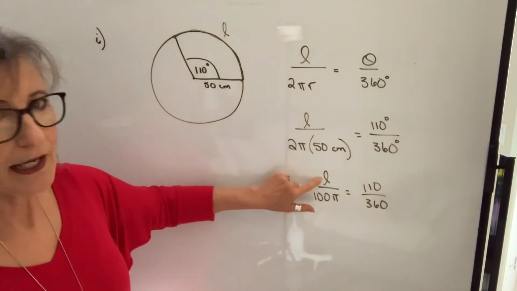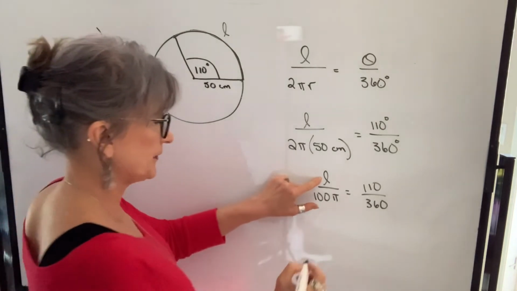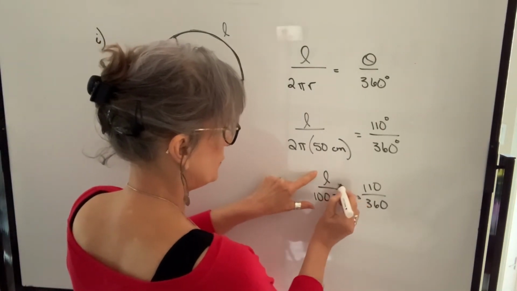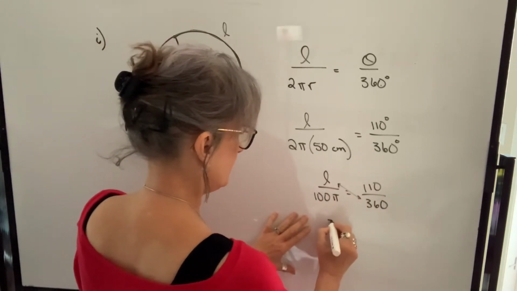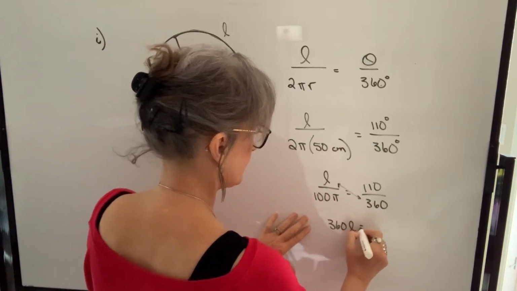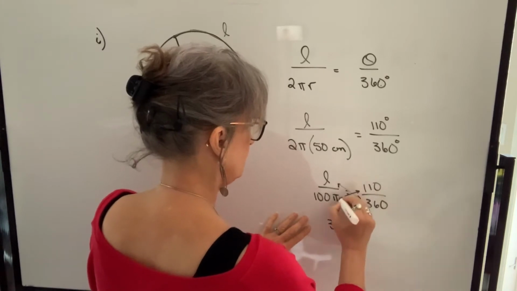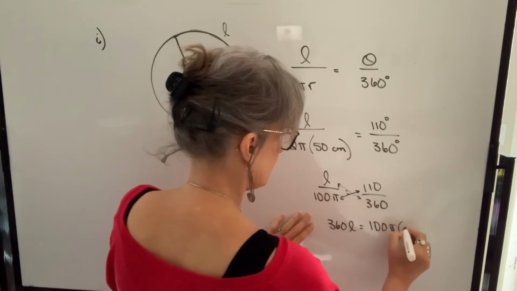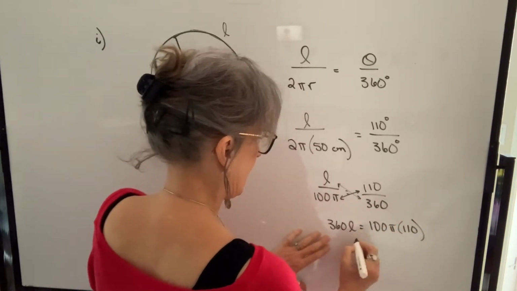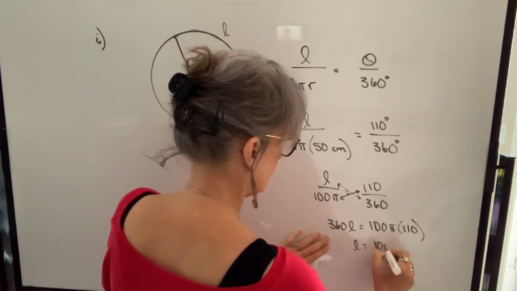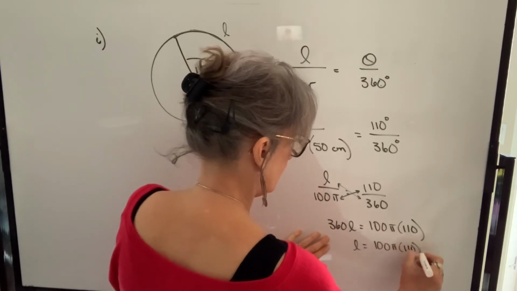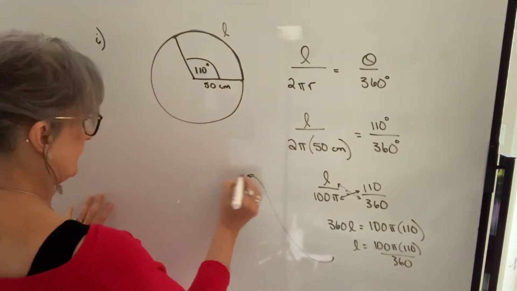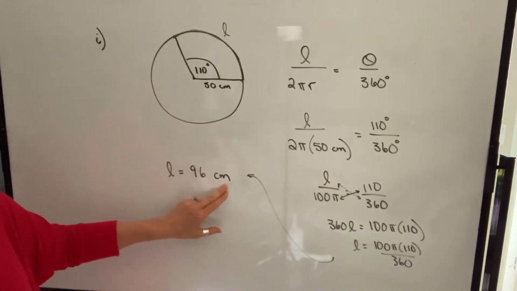In order to find L, I'm going to cross multiply. There are 2 ways I can cross multiply. The first way is by writing everything down. So I multiply my diagonals: 360L will equal the product of that diagonal, so 100 pi times 110, and then I divide both sides by 360 to get a result of 96 centimeters.